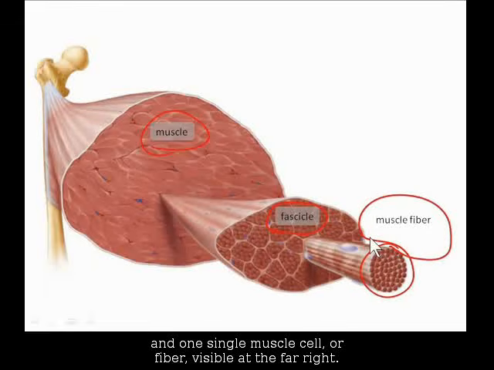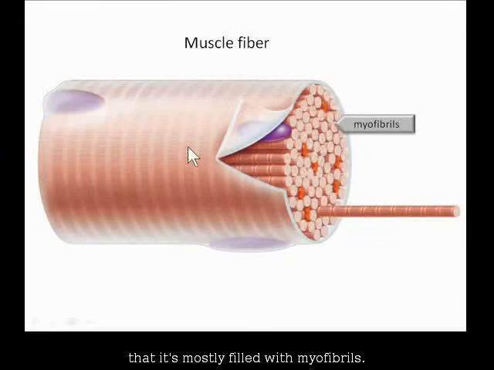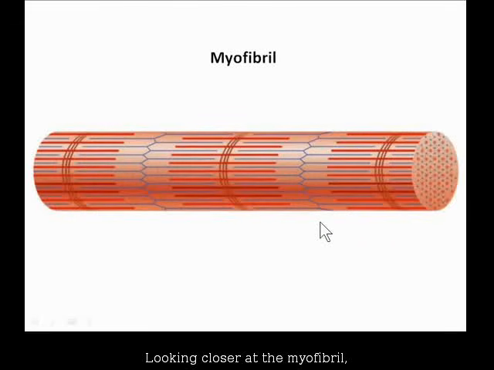the far right. A closer look at the muscle fiber shows that it's mostly filled with myofibrils. We see one myofibril extended out to the far right. Looking closer at the myofibril, some structural details are visible. We'll focus on a few of these details.